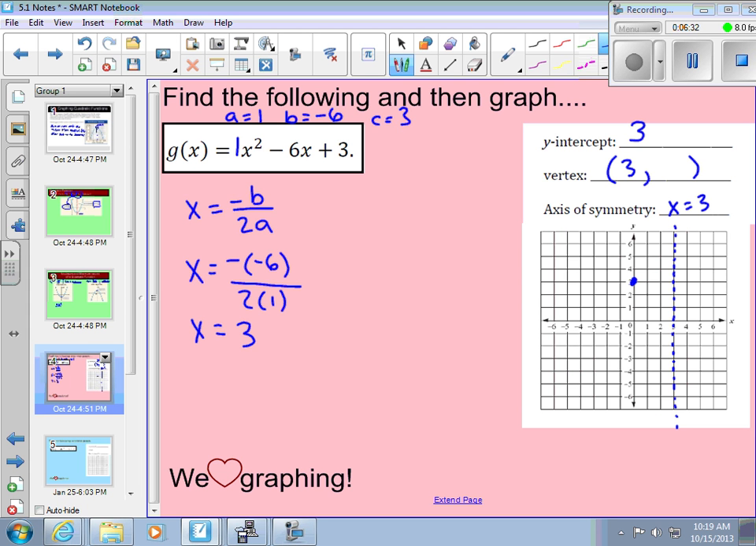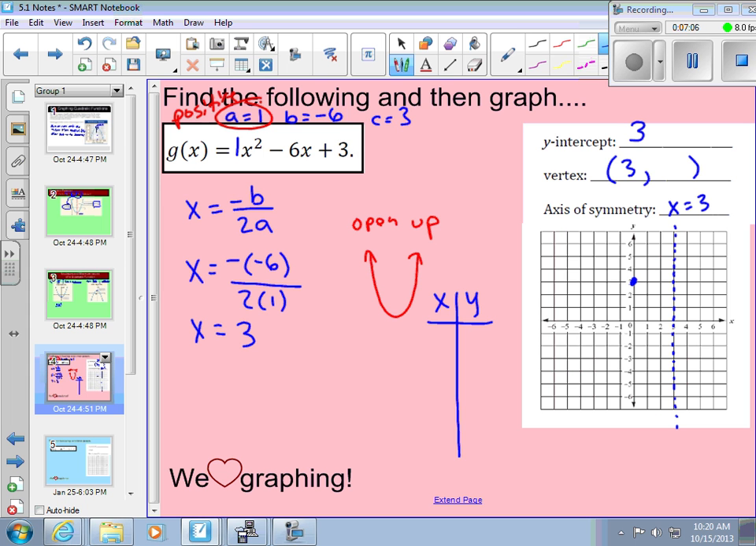We also know something else about this one. Since our a value is positive, we know that our parabola is going to open up. So we should get some parabola that looks like this when we graph this one out. Okay, so that's what it looks like. To find the rest of the values, this is where you would want to make a table.